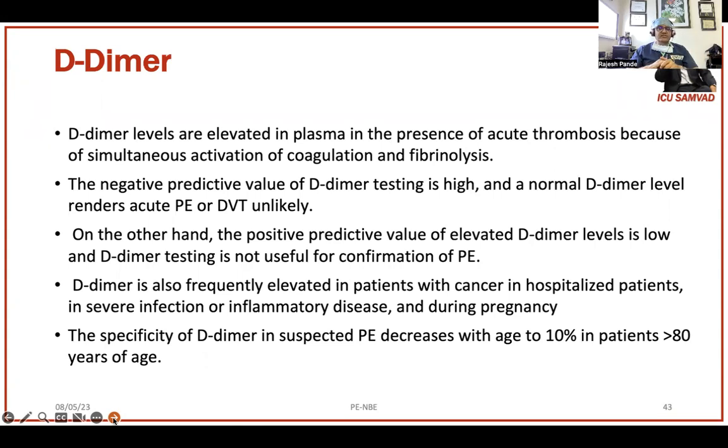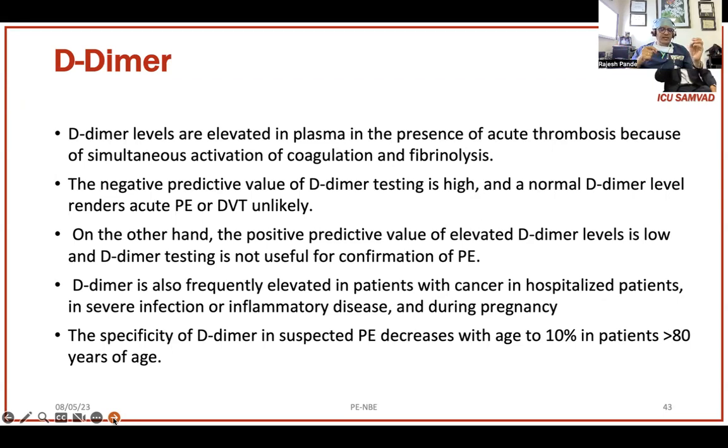A recently published study, however, that was a single center study, has shown a high positive predictive value also. D-dimer is elevated in many inflammatory conditions. In COVID, we saw D-dimer levels were high. Patients with cancer, patients who have undergone surgery, patients who are pregnant, severe infective or inflammatory disease. So that is another problem in the intensive care setting, where the cause of rise of D-dimer may be because of many other factors. So it loses its value.